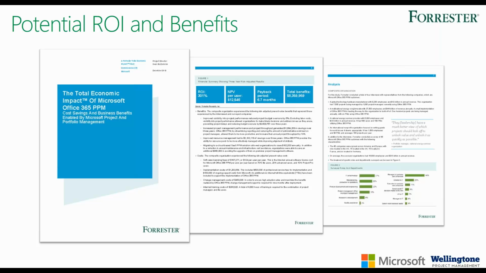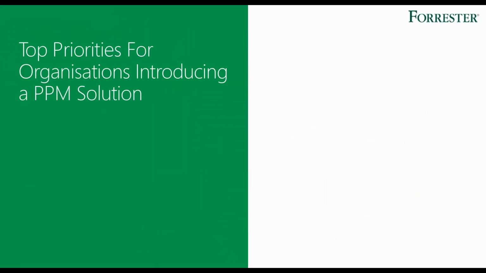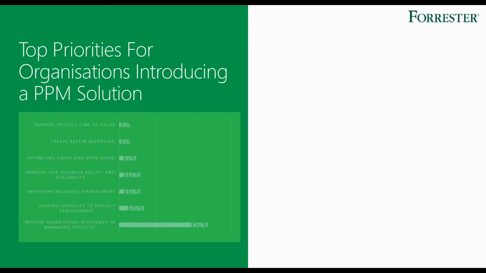So I won't go into the detail on how the report was compiled, but these are the findings. What were the top priorities for organizations introducing a PPM solution in the first place? For many of them, they just wanted to improve their operational efficiency in managing projects. But relevant to what we're doing today is gaining visibility to project performance, and that's reporting. And at number 3 was improving resource management, which is sitting there at 11%.